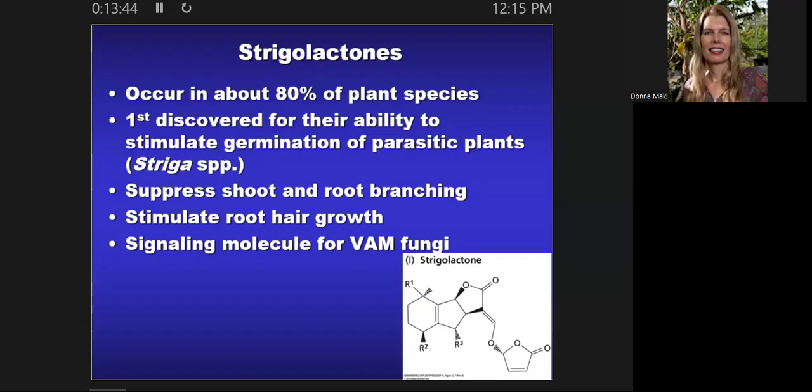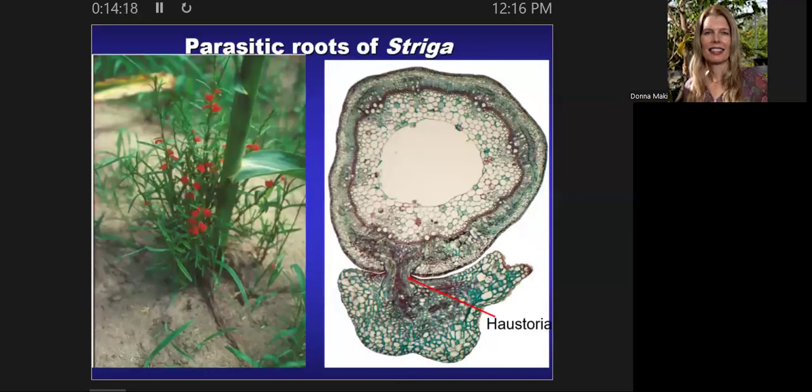And then one of the other main areas of research on this particular hormone is that they know that it's involved in forming a partnership with VAM fungi, so the vesicular arbuscular mycorrhizal fungi. The plant will excrete out the strigolactones to advertise for the mycorrhizal fungi to find them and set up a partnership. And so they've been looking at that pretty heavily as well. But initially, they didn't know that it was a broad plant hormone until fairly recently. They knew about it, but they thought it was only for parasitic plants.